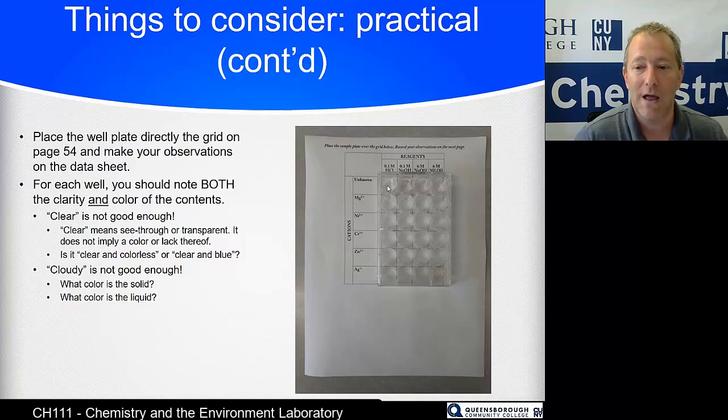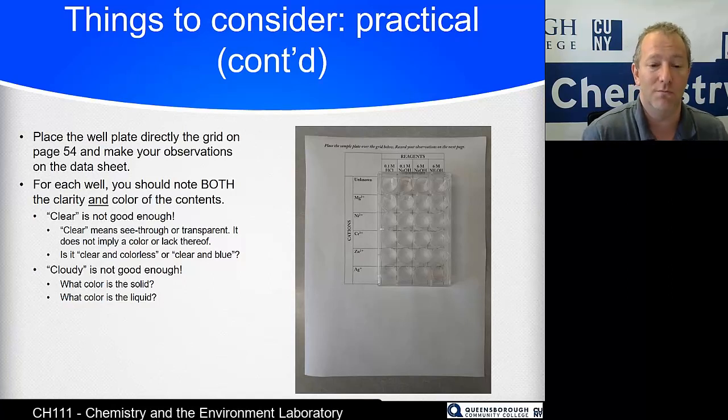You can't just say, oh, this is clear. Oh, this is white. That's not good enough. Or this is blue. Can you see through it after you've mixed it? Then it's clear. Can you not see through it? Then it's cloudy. Okay, that's great. It's clear or cloudy. See through or not see through. Transparent or opaque. What color is it if you can't see through it? What color is it if you can see through it?